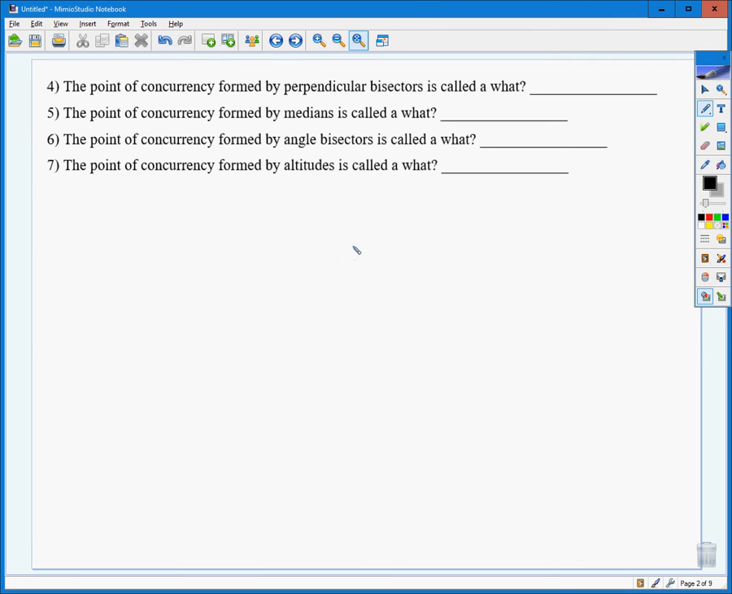The point of concurrency of perpendicular bisectors is called the circumcenter. Point of concurrency formed by medians is called the centroid. The point of concurrency of angle bisectors is called the incenter. And the point of concurrency of the altitudes is called the orthocenter. Again, vocabulary is important in this section.